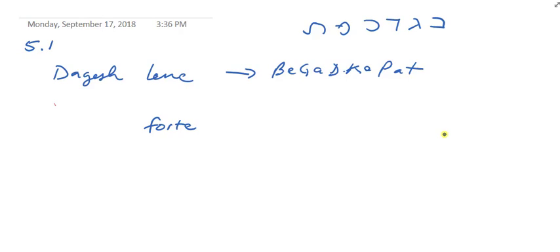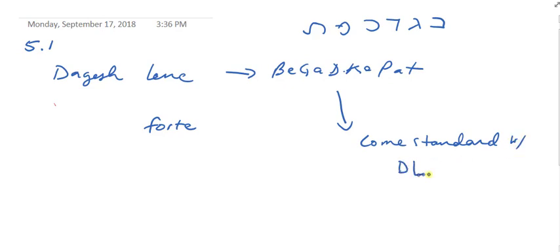Okay, so what's the important thing to learn about dagesh lene? Here's what we need to know. Begad kafat letters come standard with dagesh lene, and I will abbreviate dagesh lene as DL. Whenever you see a begad kafat letter, your instinct should be to always expect a dagesh lene to be in it.